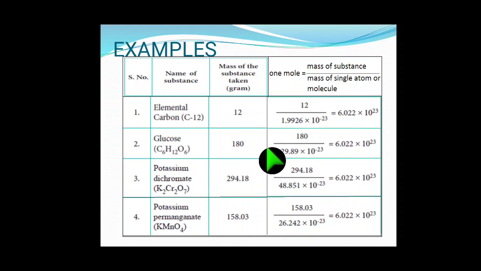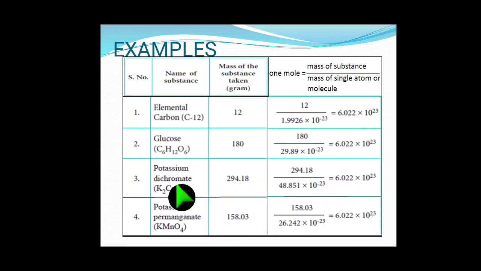Likewise, glucose, mass of the substance 180 should be divided by mass of the molecule, 29.89 into 10 to the power minus 23. Mass of the molecule of glucose 29.89 into 10 to the power minus 23. Actual value 1 mole, 6.022 into 10 to the power 23.